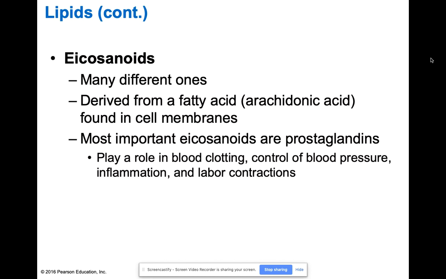Okay, like I said, this one we're not going to talk about all that much, but it does play a role in blood clotting and controlling blood pressure. These are two things that have to do with obviously the cardiovascular system, which this class doesn't cover. That's the second half of anatomy and physiology.